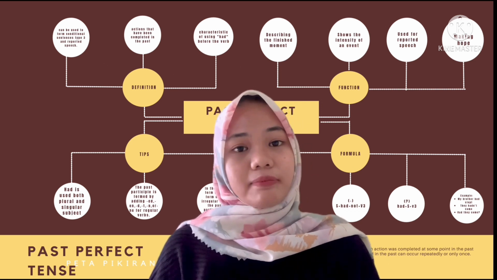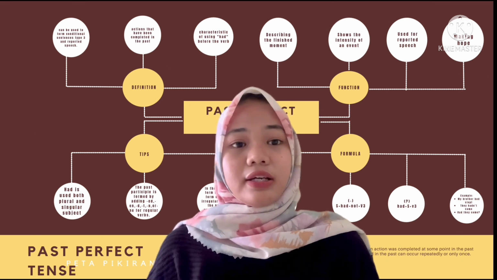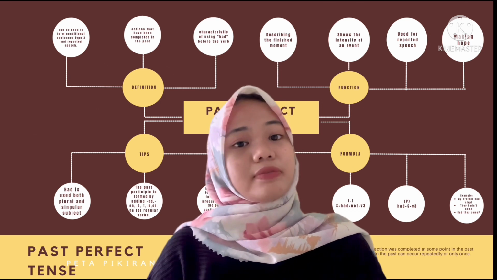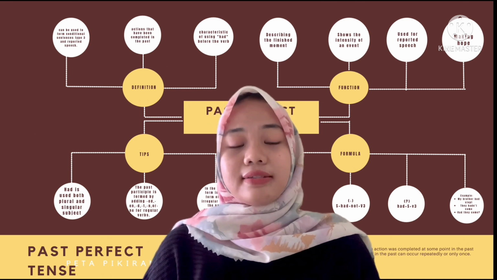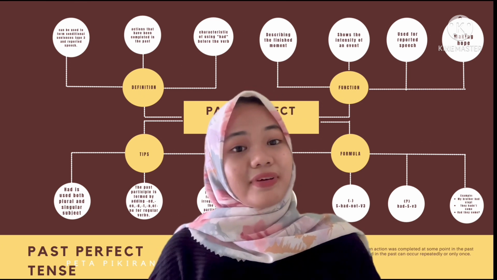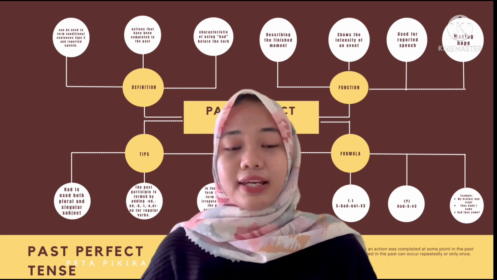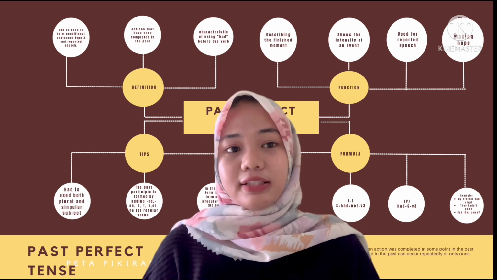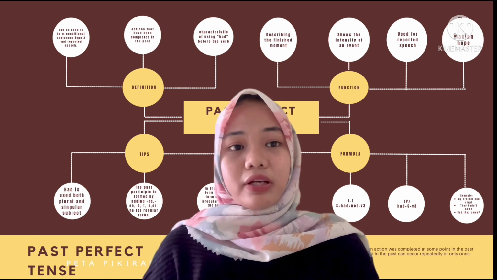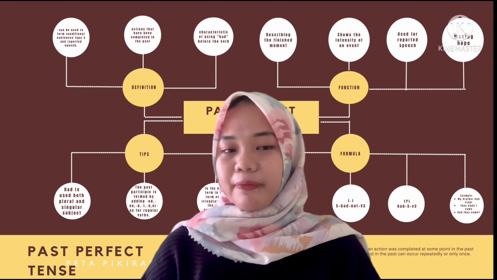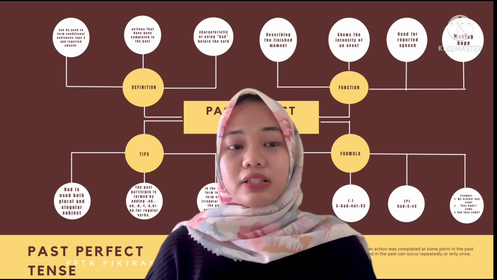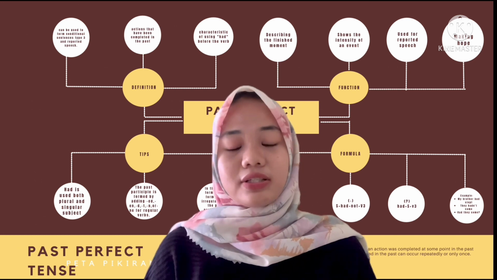And next, past perfect tense formula. The past perfect tense is formed with the auxiliary verb had and the past participle. Had is used for both singular and plural subjects, while the past participle is formed by adding -ed, -en, -d, -t, -n, or -ne to the base form of a regular verb. For the base form of an irregular verb, the past participle is inconsistent.